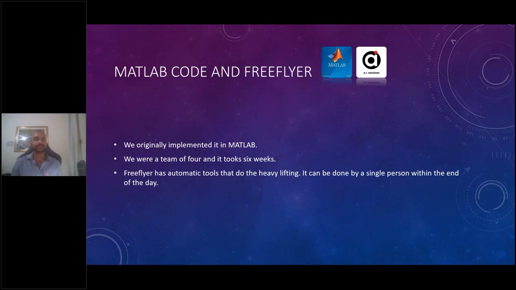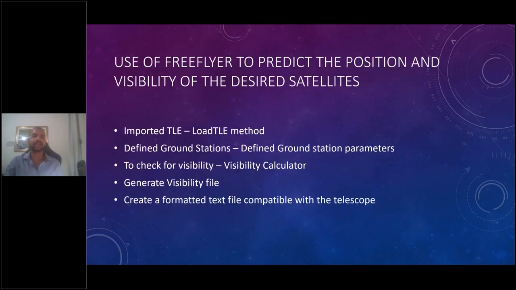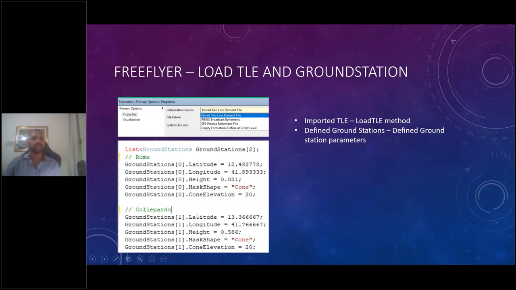FreeFlyer has tools that do a lot of this job in a very reliable and very quick way. So all the steps can be done using these codes. Using a load TLE method, we can directly load the TLE for all the satellites that we want to observe, and we can define ground station parameters like this. You see, there are ground station parameters for Rome and Colorado.